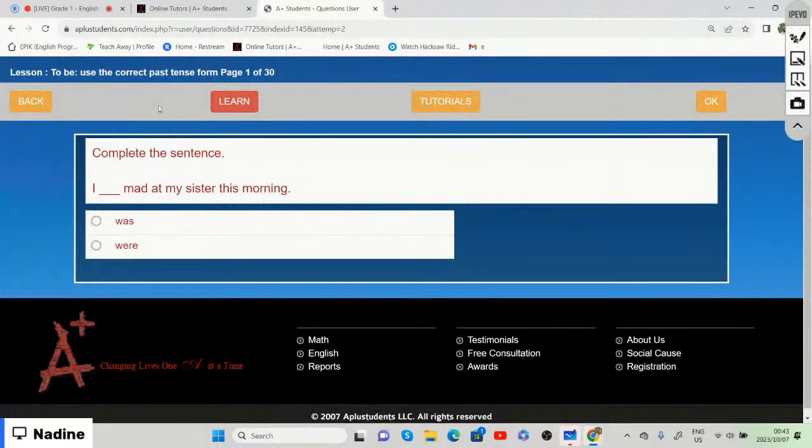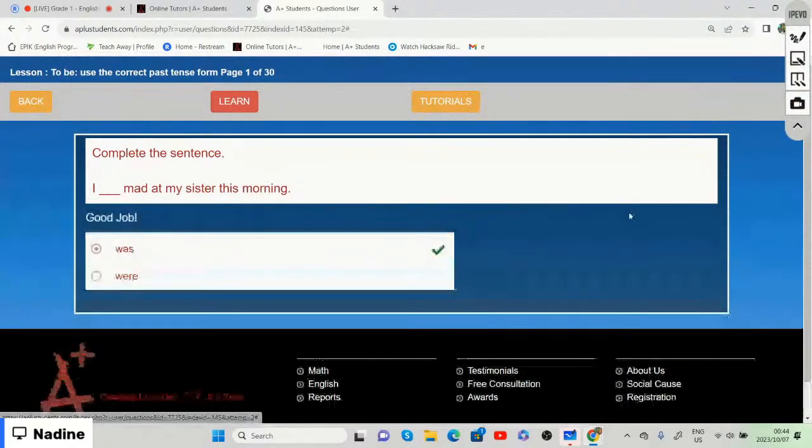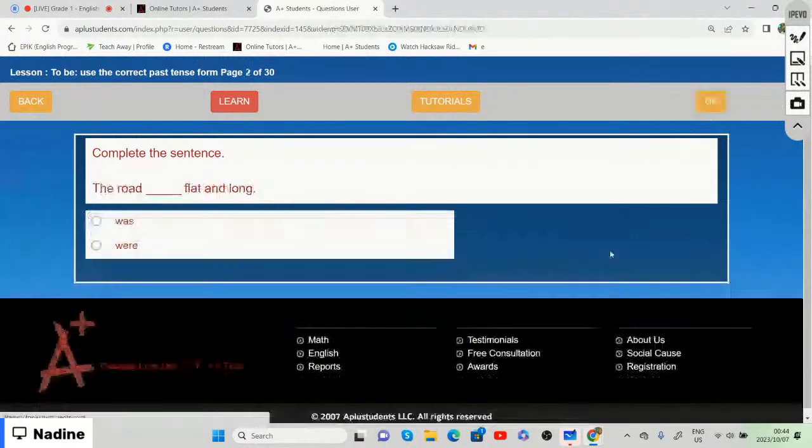All right, so if we choose the correct word, we are going to say I was mad at my sister this morning, because I refers to one person. So I was mad at her. Good job. Well done. Was is correct. The road was flat and long, or the road were flat and long. So only referring to the one road.